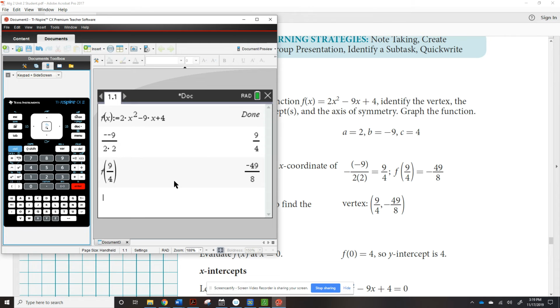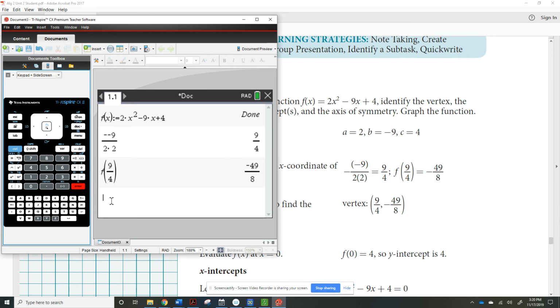So that means that this is the x value of my vertex, and this is the y value of my vertex. This negative b over 2a is also the axis of symmetry. So I also have my axis of symmetry equation.